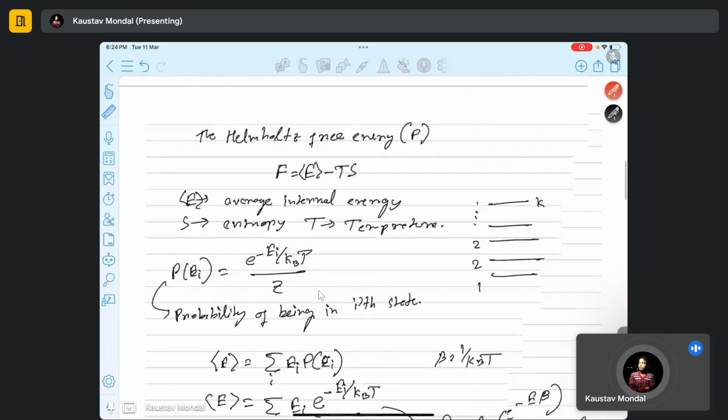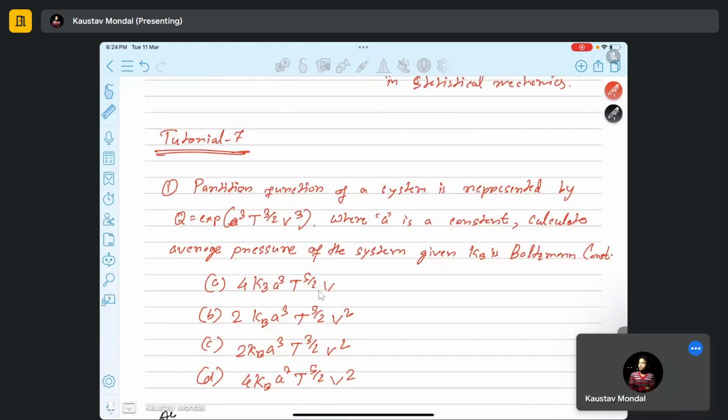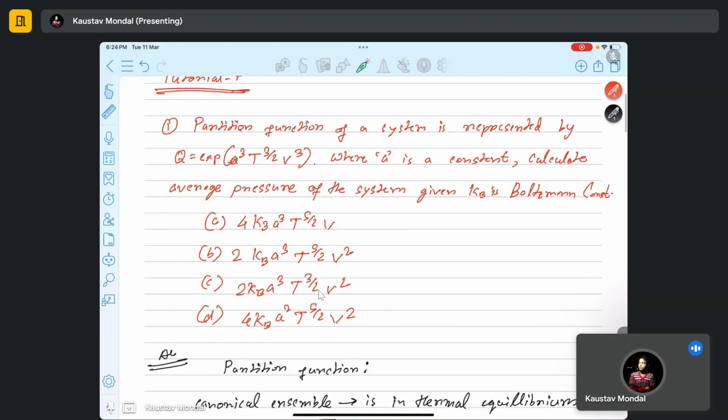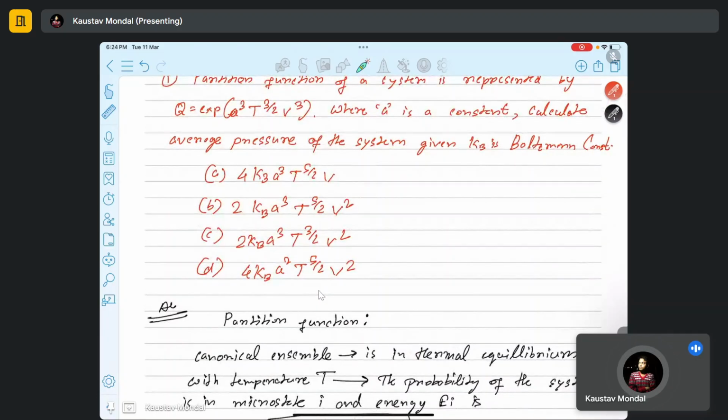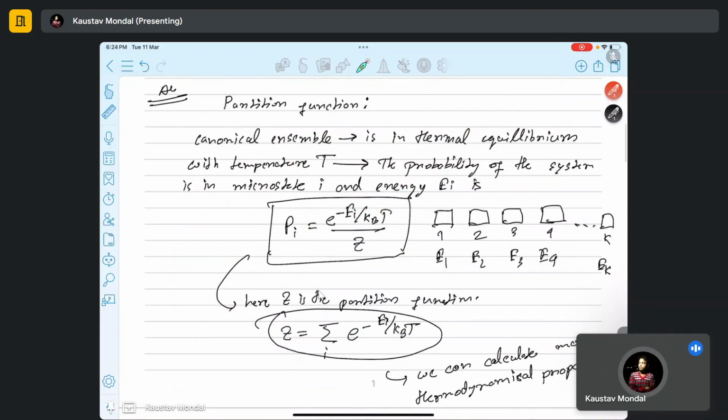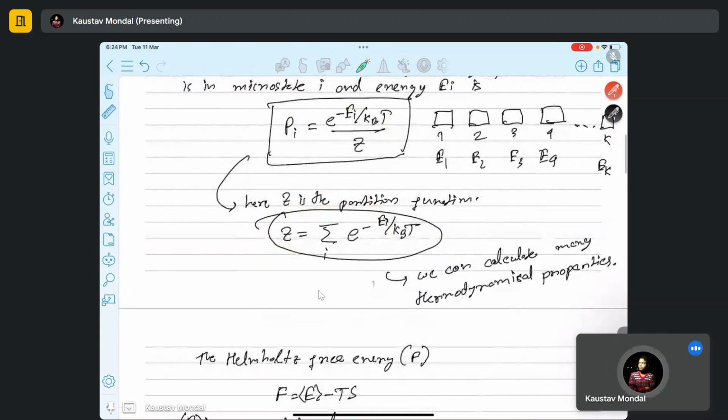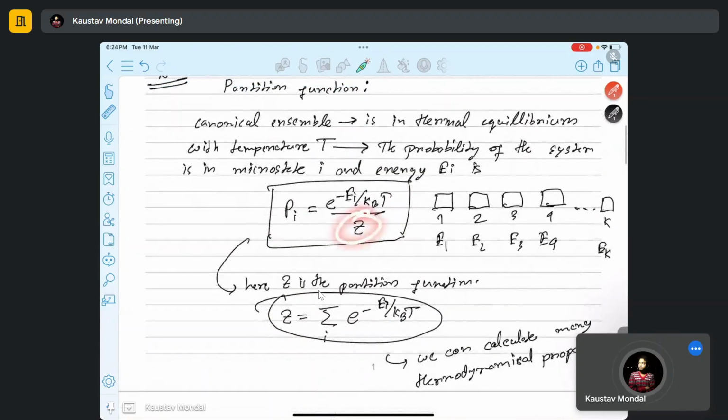Okay, so let me just describe it all over again. This is basically what the problem is. We are given the partition function, and from there you have to calculate the pressure of the system. First, I have discussed what the partition function is. The probability of a system being in a state with energy Ei is given by this probability, and the normalizing factor Z is called the partition function. This is the summation over all e to the power of minus Ei by kBT.